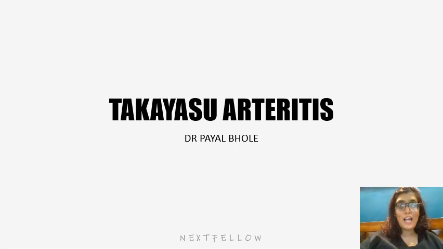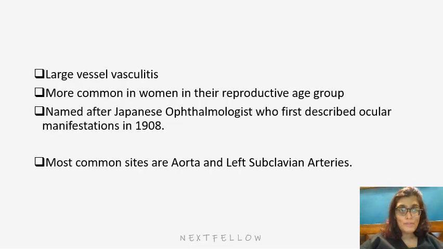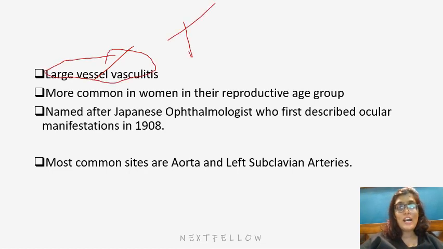Let's talk about Takayasu arteritis, also known as pulseless disease. Takayasu arteritis is a large vessel vasculitis. Large vessel vasculitis usually includes Takayasu arteritis and temporal arteritis, which is also known as giant cell arteritis.